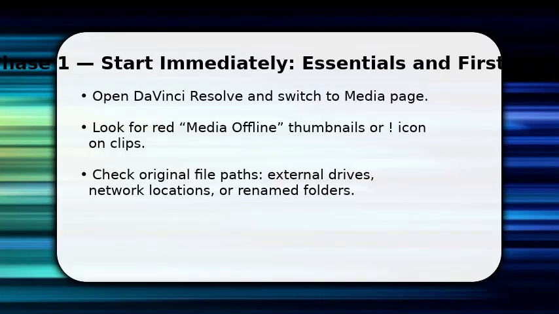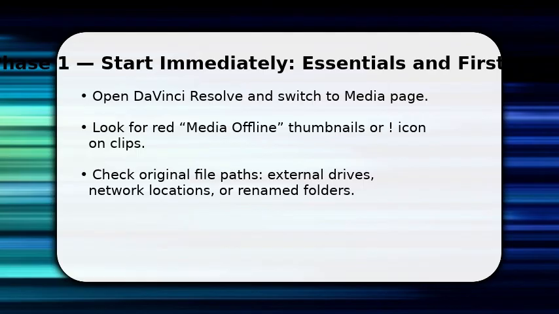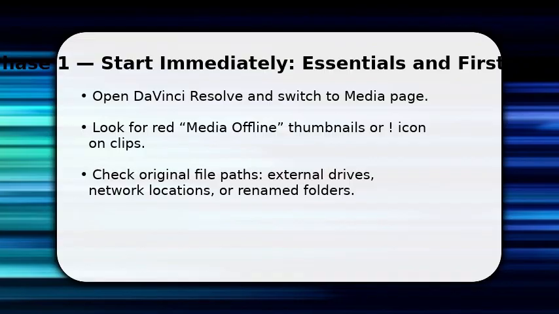You start by locating the problem, open the media page, and scan for red media offline thumbnails. Once you see an offline clip, pause and note its file name and expected folder. Make sure any external drive is powered and mounted. If files were moved, renamed, or came from a camera card, you'll need the original path.